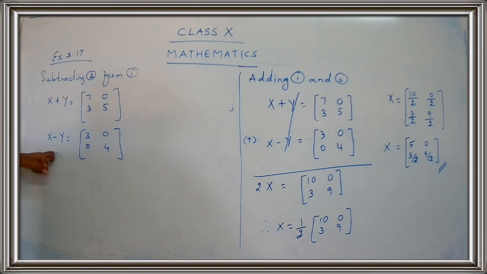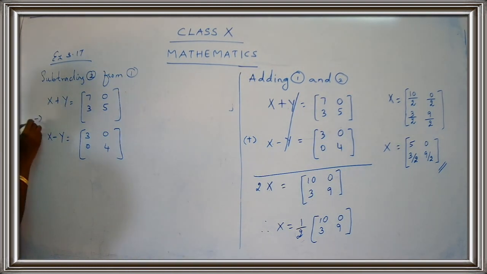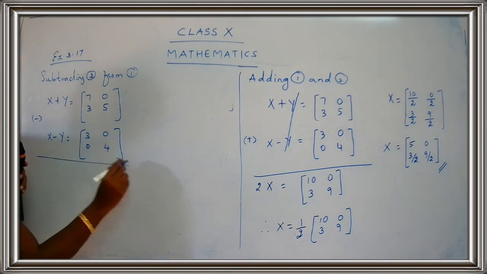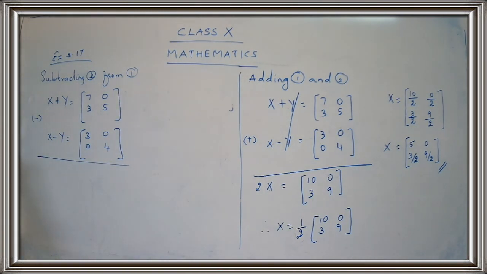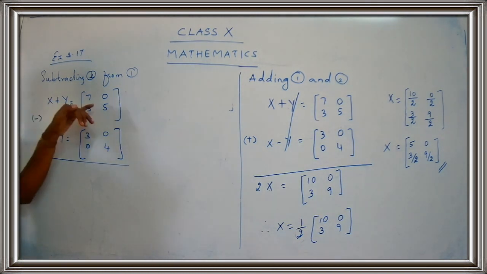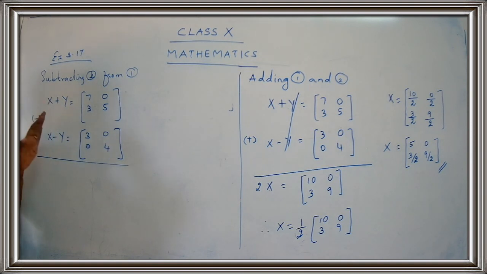So subtracting 2 from 1, I am going to subtract. And remember, children, be careful when you do this step. Whenever you are dealing with a subtraction, this type of sum we have already done in our 9th standard. Again, I want to remind you, if you are dealing with a negative sign, you have to change the sign of the second term. That is, you are not going to touch the first term at all. No need to change anything over here. You are going to change the second one.